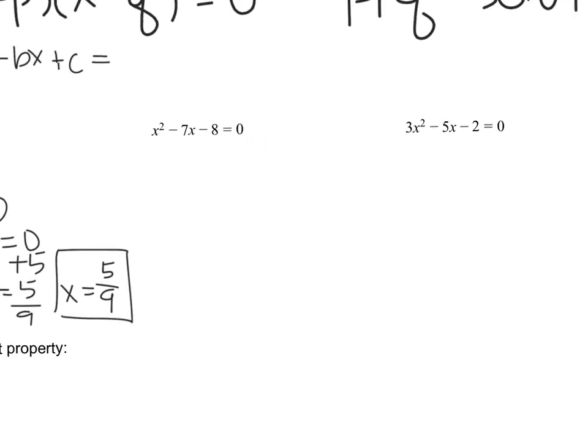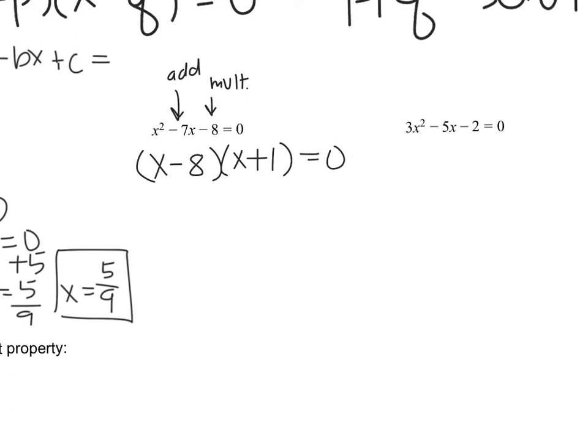Next, we want to look at x squared minus 7x minus 8 equals 0. So we want to find values that multiply to negative 8, but add to negative 7. There are multiple ways to get negative 8 when you multiply. The only way to get them to add to negative 7 is if you have negative 8 and positive 1. Negative 8 times 1 is negative 8. Negative 8 plus 1 is negative 7. So we have x minus 8 times x plus 1 equals 0.